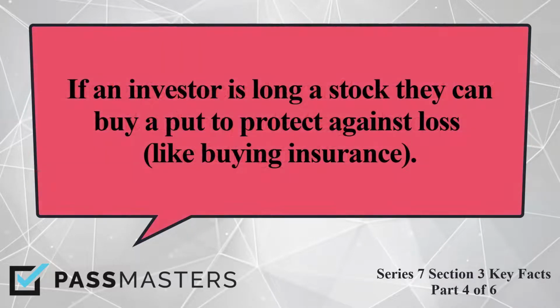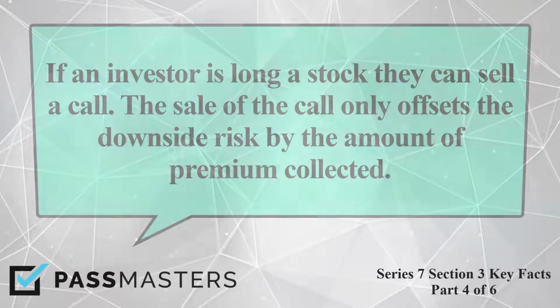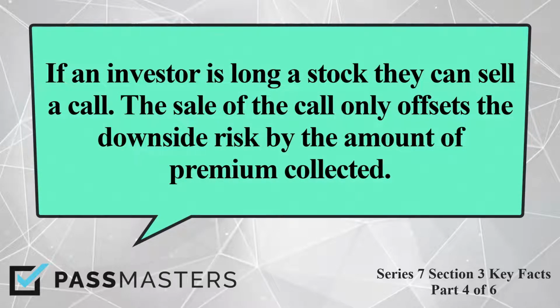If an investor is long a stock, they can buy a put to protect against loss, like buying insurance. If an investor is long a stock, they can sell a call. The sale of the call only offsets the downside risk by the amount of premium collected.